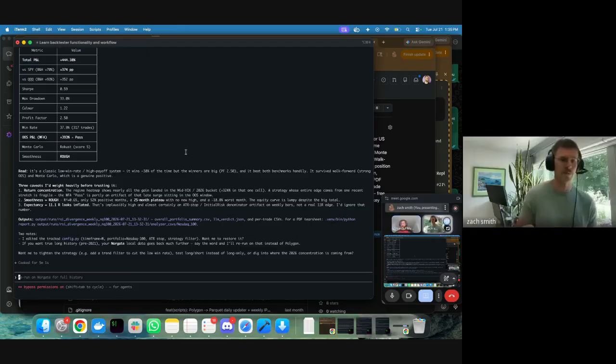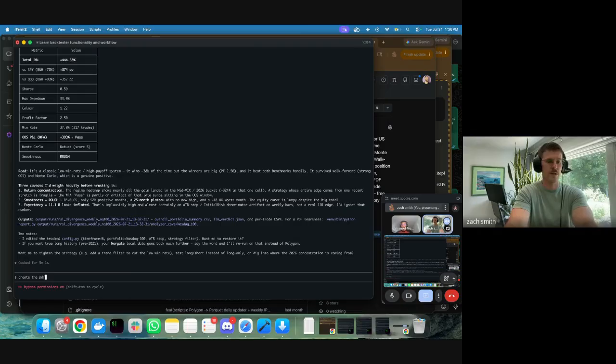Okay. Perfect. So you're probably looking at this, you're like, okay, cool. That's great. It's in the terminal. I can see some data. Awesome. Well, I mentioned that the backtester creates a PDF for you. So you could go in the code and run that manually if you wanted to, or you could just tell Claude, create the PDF report.